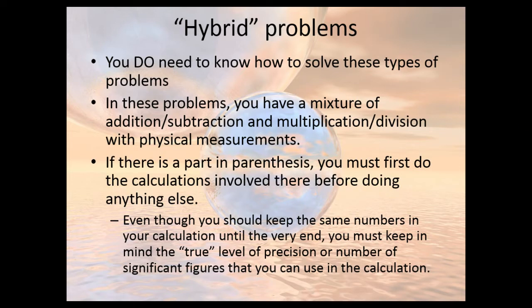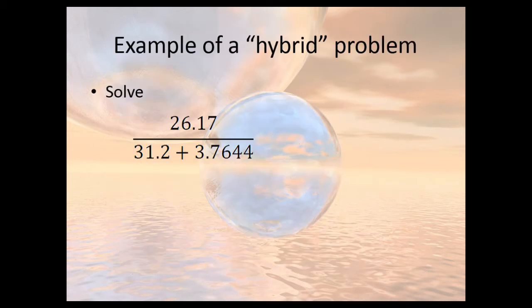So in this segment I'm going to discuss how you would solve hybrid problems involving addition and subtraction and multiplication and division of physical quantities that are not known more precisely than, say, a few significant figures or a few decimal places or a certain level of placeholder. So here's an example of a hybrid problem.